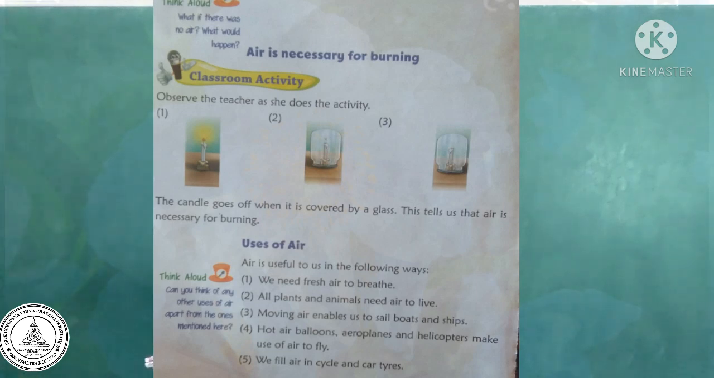So next, uses of air. Air is useful to us in the following ways. First one is, we need fresh air to breathe. Second one is, all plants and animals need air to live. Third one is, moving air enables us to sail boats and ships. Fourth one is, hot air balloons, aeroplanes and helicopters make use of air to fly. Fifth one is, we fill air in cycle and car tires. Okay, so this is your lesson.